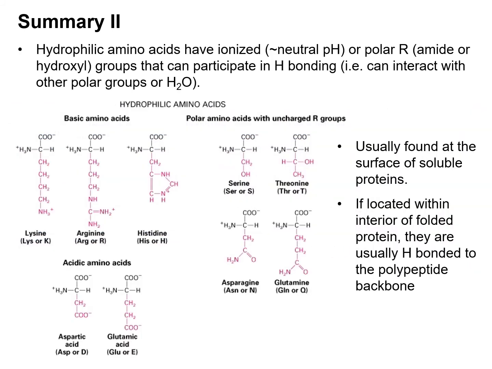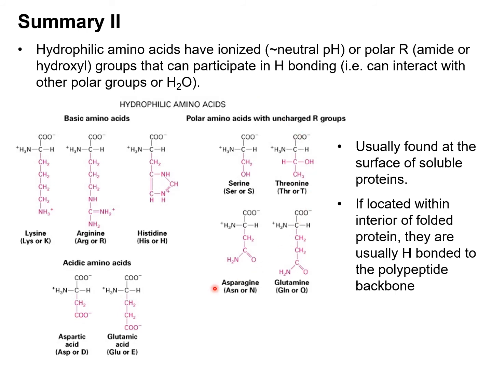On the contrary, the hydrophilic amino acids have ionized or polar side chains. Ionized side chains happen at a neutral pH, and the polar side chains include the amides or the hydroxyl groups. And they can participate in hydrogen bonding, meaning that these amino acids, especially the side chains, can interact with other polar groups or the water molecules themselves.